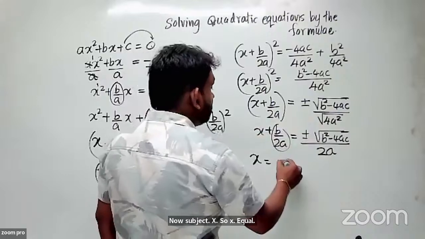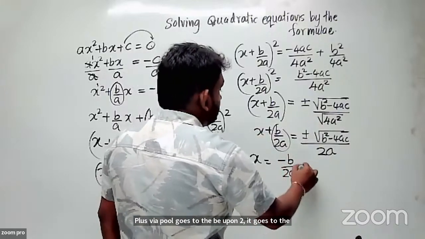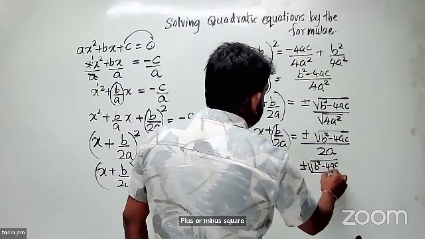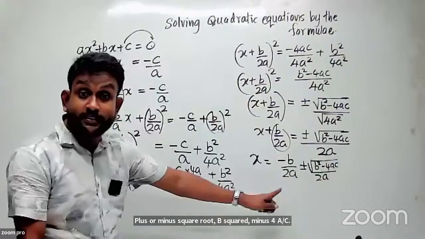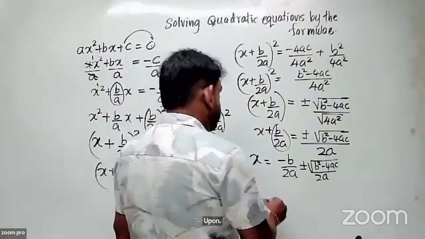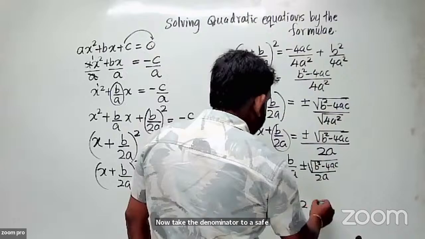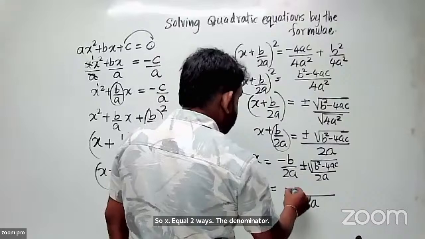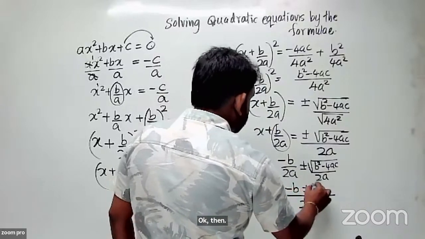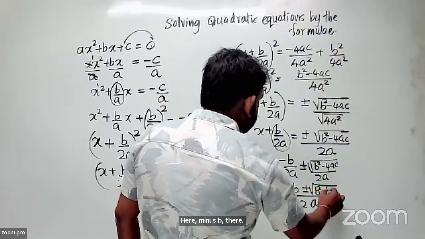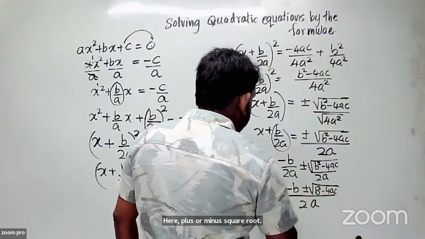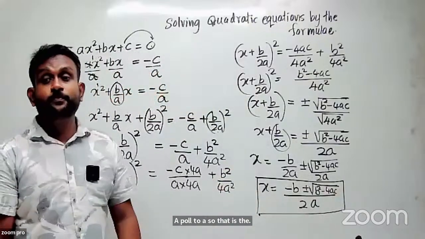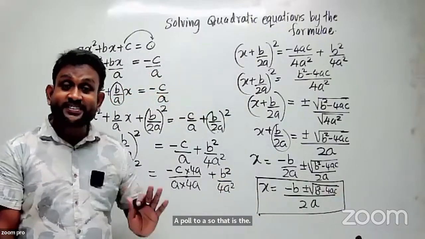The b upon 2a goes to the other side as negative b upon 2a, plus or minus square root of b squared minus 4ac upon 2a. Now take the denominator 2a, the same denominator. So x equals, 2a is the denominator. Then here minus b, and here plus or minus square root of b squared minus 4ac, upon 2a. So that is the equation you build up. Okay, so that is the formula.